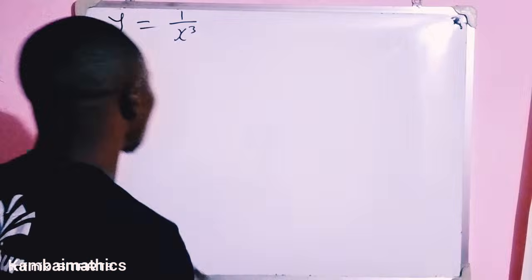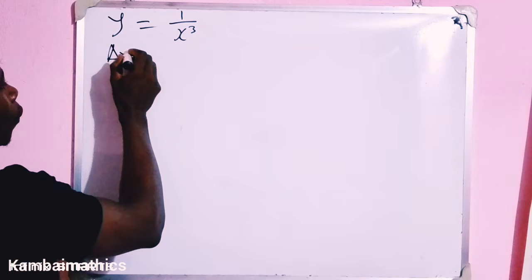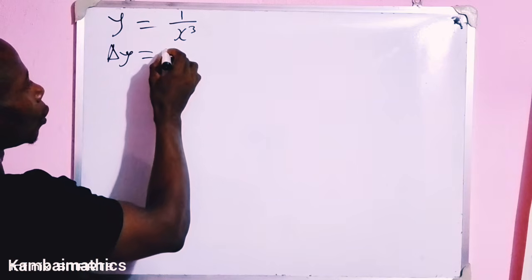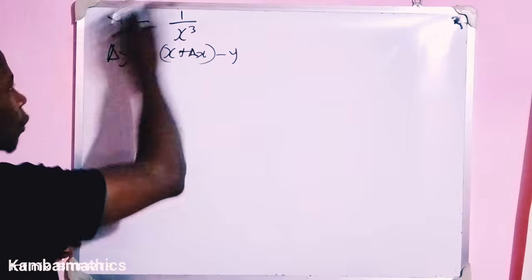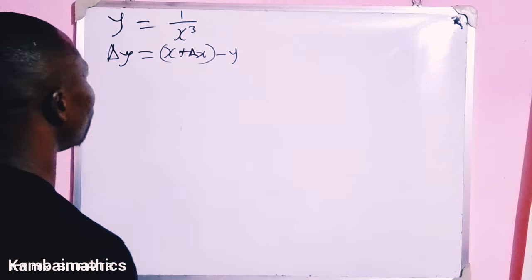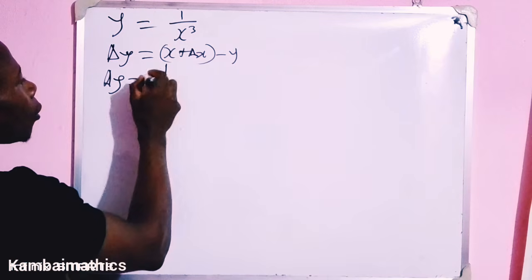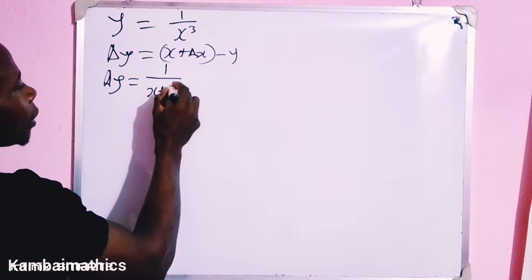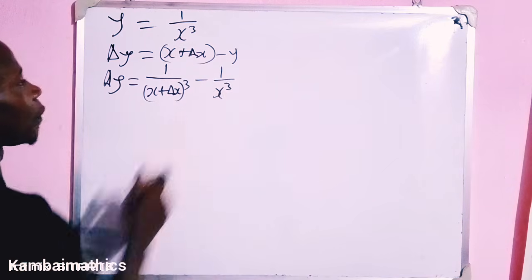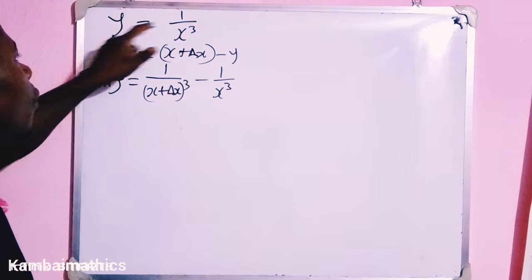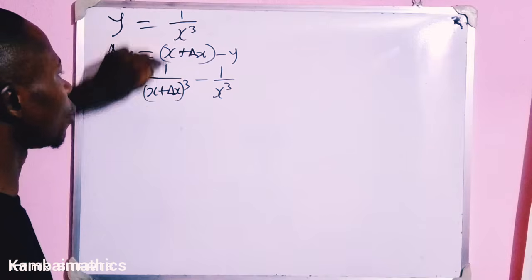So I would like us to go this way. Here, the formula is del y is equal to del x in bracket minus y. I just took the y there so that we can go without multiplying steps. So this is del y is equal to 1 all over x plus del x, all raised to the power of 3, minus 1 all over x raised to the power of 3. Since y is equal to this, we replace it there. But this is the increment of x, so we put it at the denominator as the increment when we cube it.